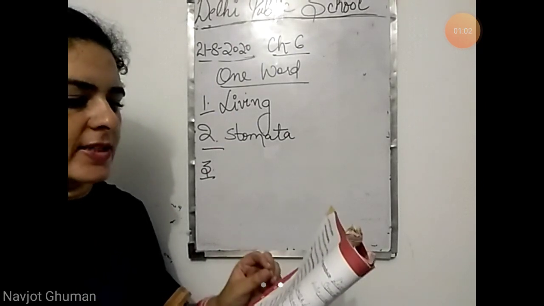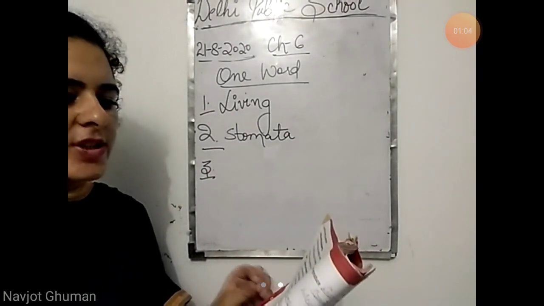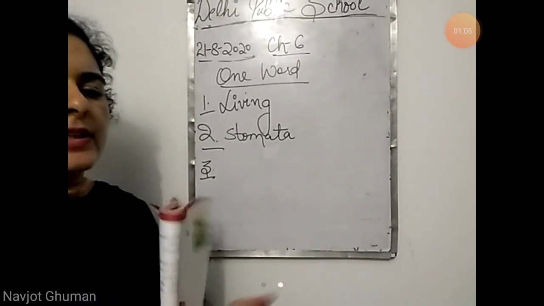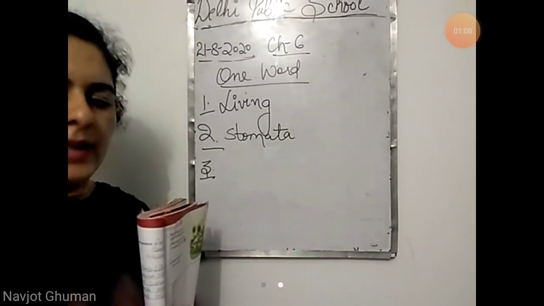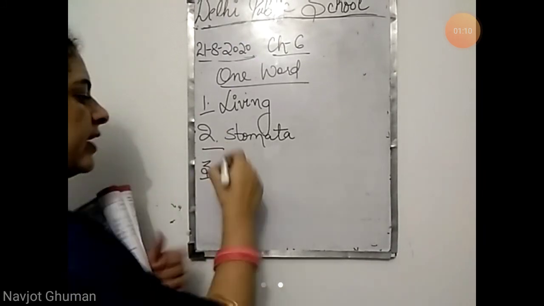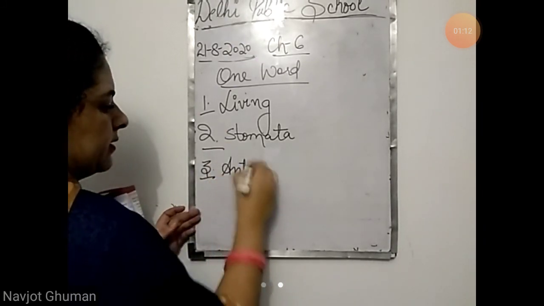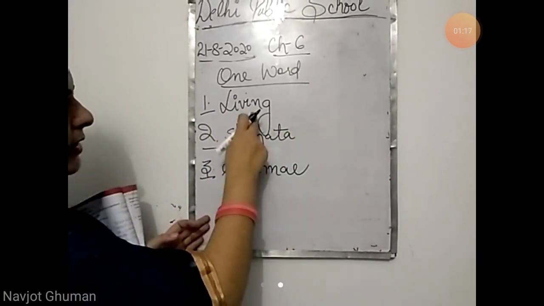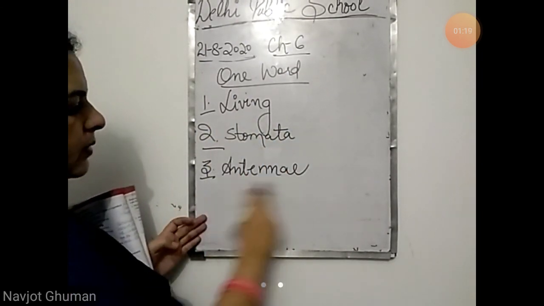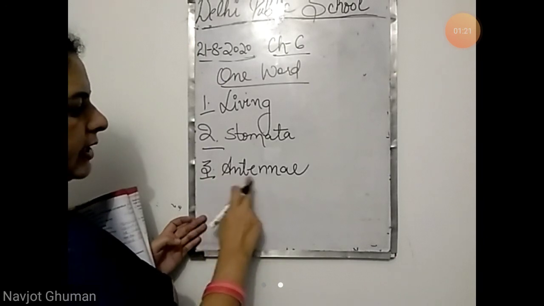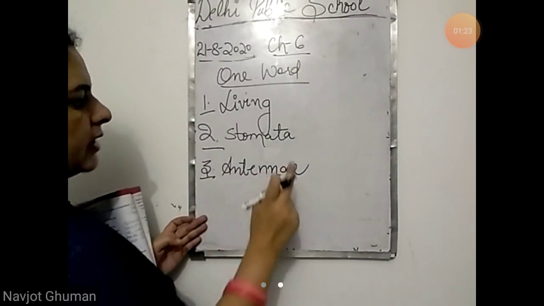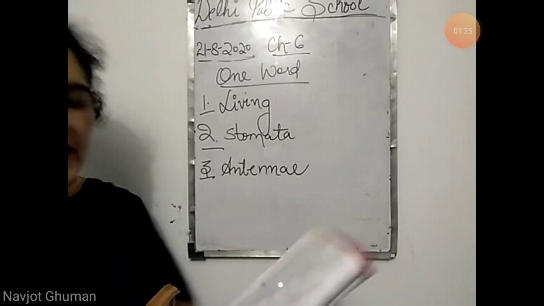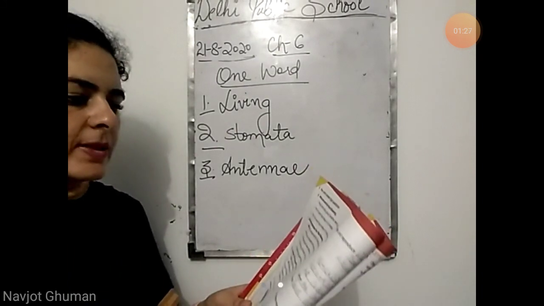Next, part of an insect that helps it to feel changes around it. So we know that insects have special parts that help them to feel changes that are called as antenna. First is living, second stomata, third one is antenna, antennae. Next is give two examples for the following.